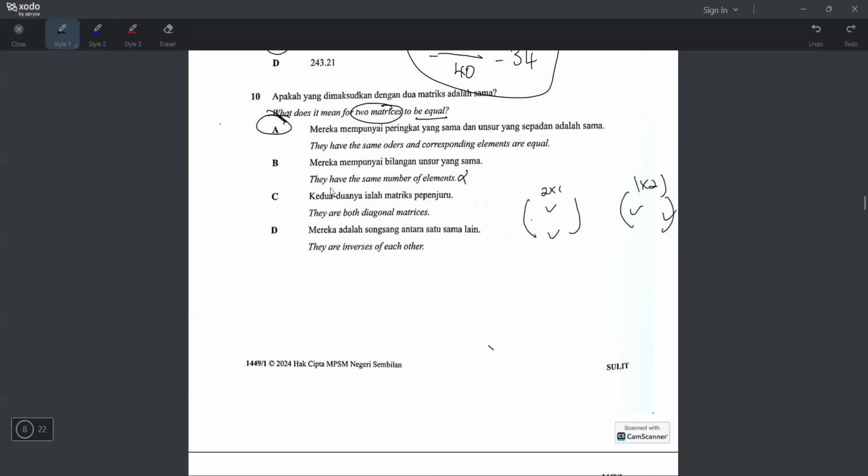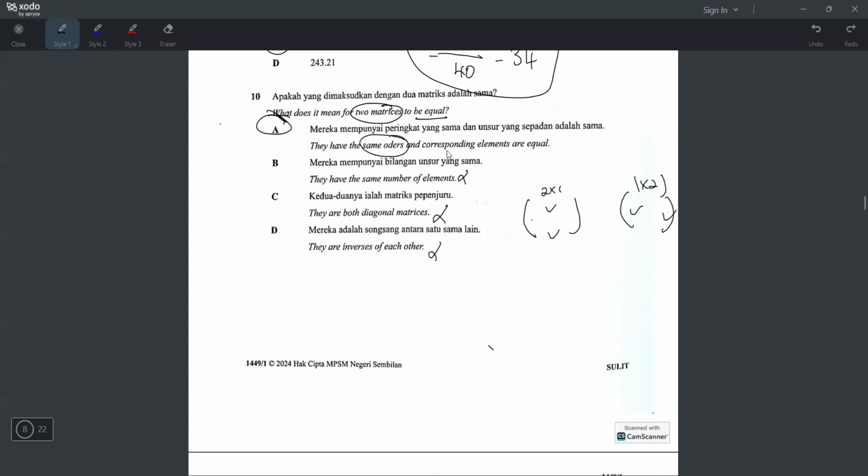B is not a good definition, right? C also doesn't make sense. They are both diagonal. Tak semesti one lah. And then D, they are inverse of each other. This one also wrong. If they are inverse of each other, they will not be equal, right? Not tak semesti. So the answer is A lah.